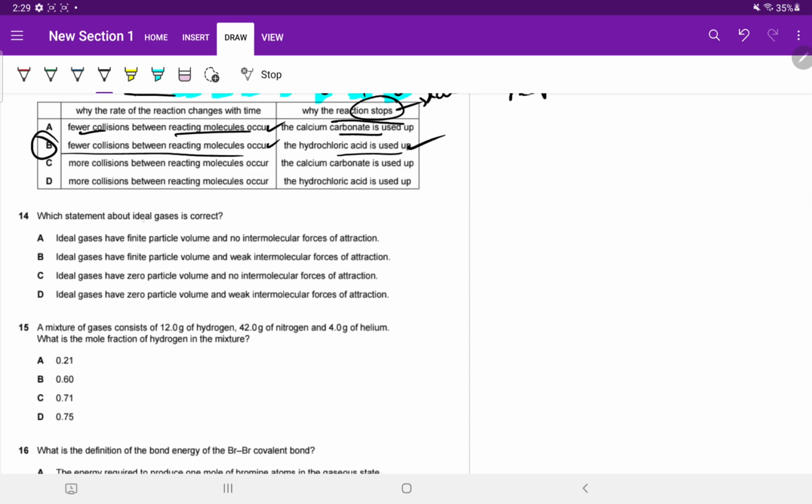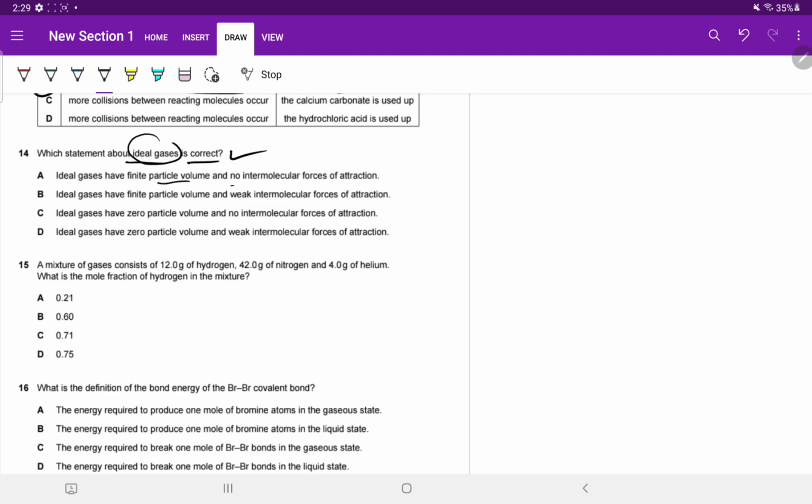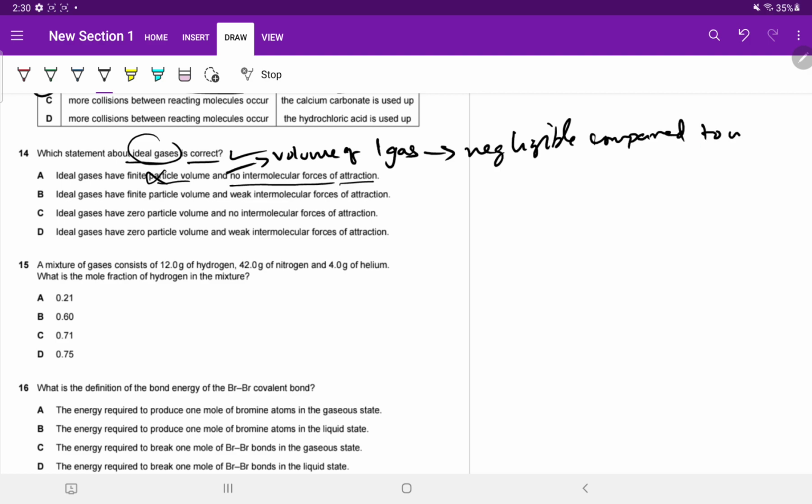Question number 14. Which statement about ideal gases is correct? Ideal gases have a finite particle volume and no intermolecular forces of attraction. No, they don't have a finite particle volume. They shall have a zero particle volume, because you need to understand that the volume of the gas particles compared to the volume of the whole gas shall be negligible. Negligible compared to the whole volume. So ideal gases should not have a finite volume, so options A and B are wrong.